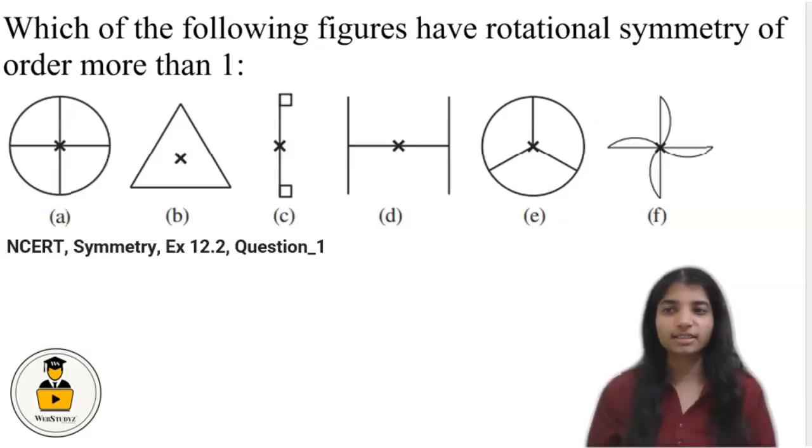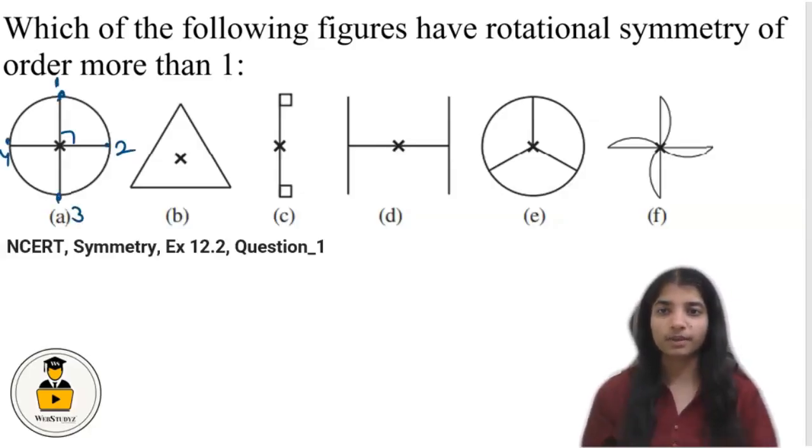Hello students, let's discuss the question. In this question, we have to find out which of the following figures has rotational symmetry of order more than 1. So we know that this line is representing an angle of 90 degrees. Let's say we are naming these four parts as 1, 2, 3 and 4.